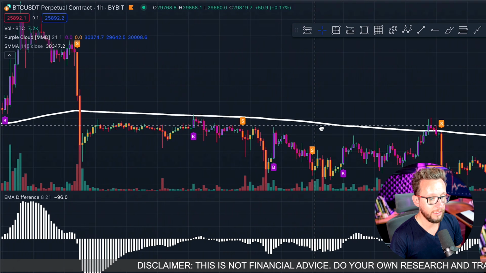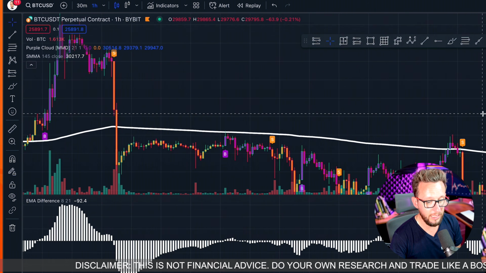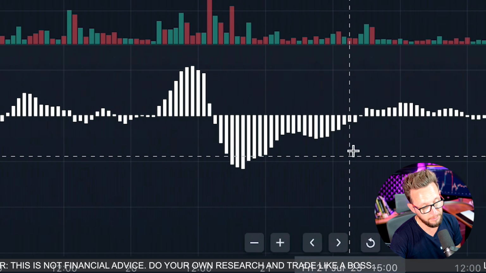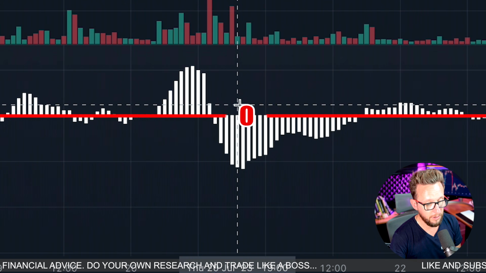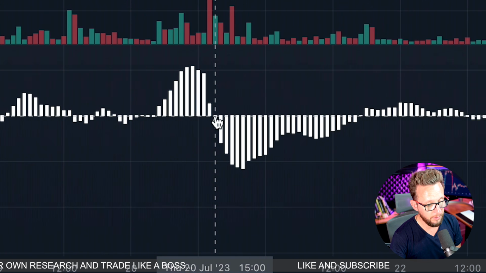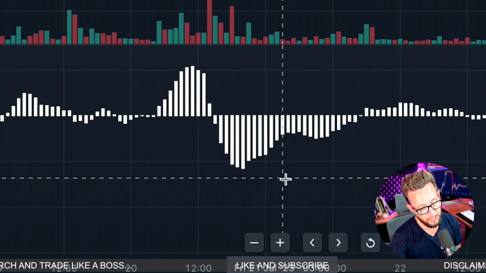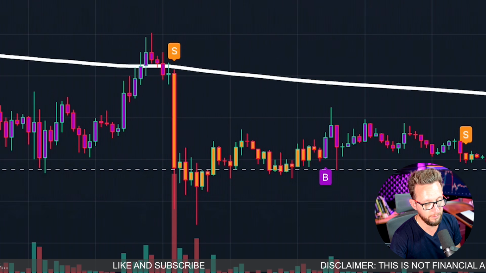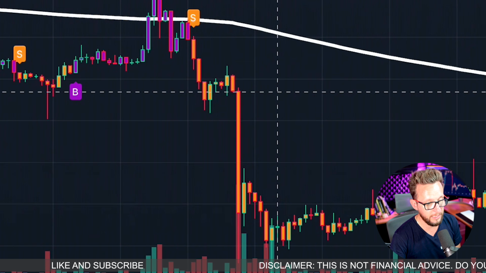Okay, so what we're looking for here is when we're looking for a short, we're looking for the histogram to be below the 0. The 0 is the line where it's above and below. 0 is just here in the middle. So we're going to be looking for the histogram to be below for a confirmation of a short. This would have been an absolute perfect confirmation. This one too would have been even better.